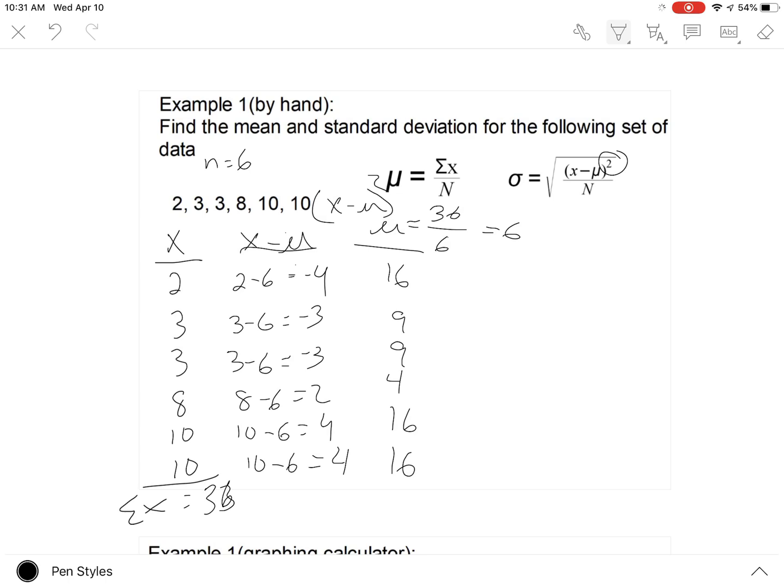Take the sum of those, and I got 16 plus 9 plus 9 plus 4 plus 16 plus 16.